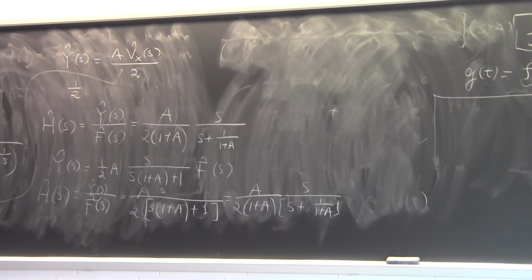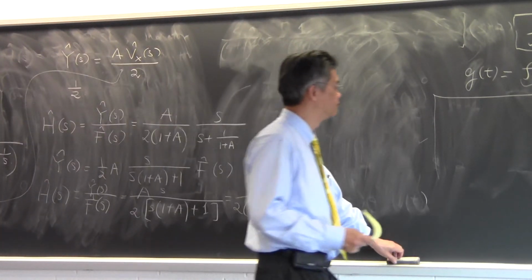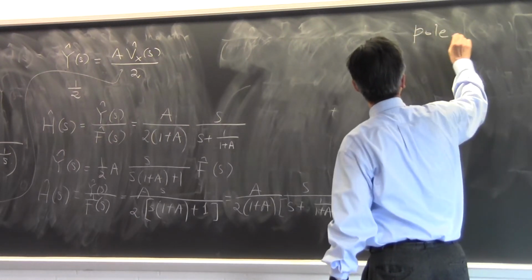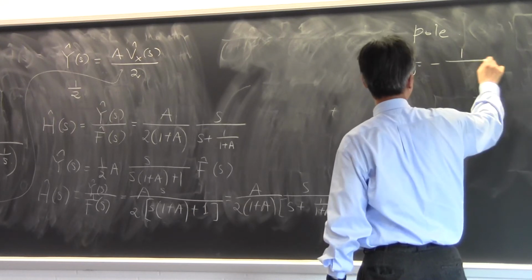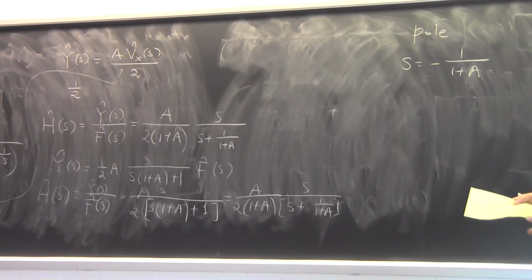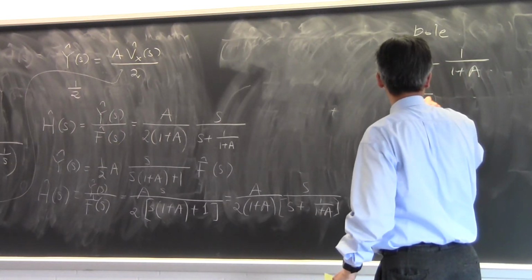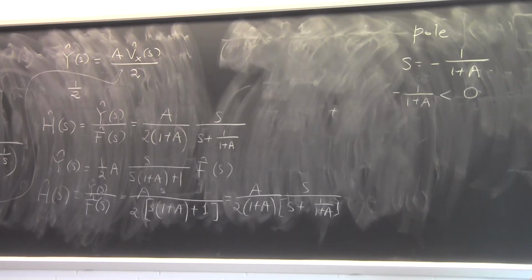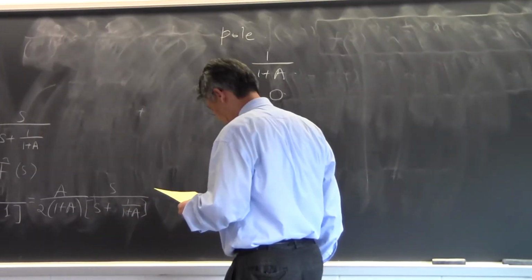The next thing is actually to decide if this system is BIBO stable. And you actually do not have to find the inverse Fourier transform in order to decide if it is BIBO stable. You just have to look at where the pole is. The pole location is given by S equal to minus 1 over 1 plus A. Okay, that is the location of the pole. Okay, so if this thing is negative, then it is BIBO stable. Okay, if it's negative, it's BIBO stable.